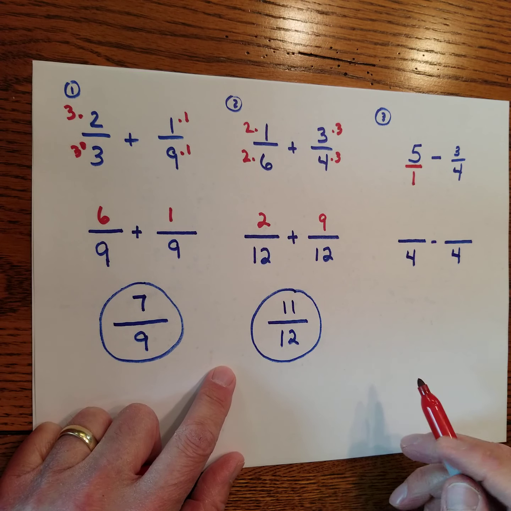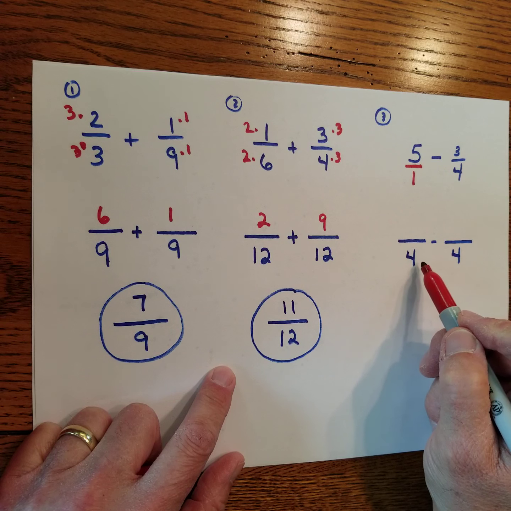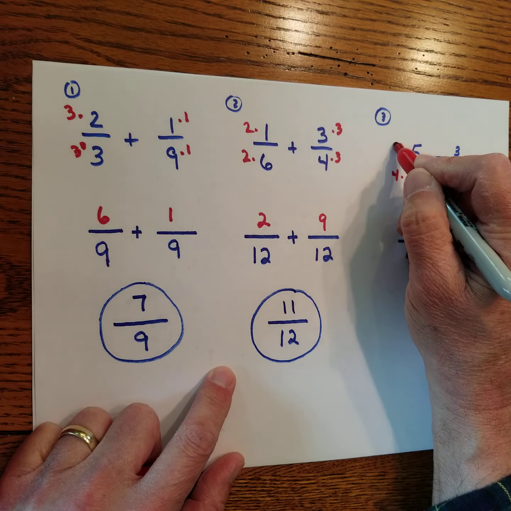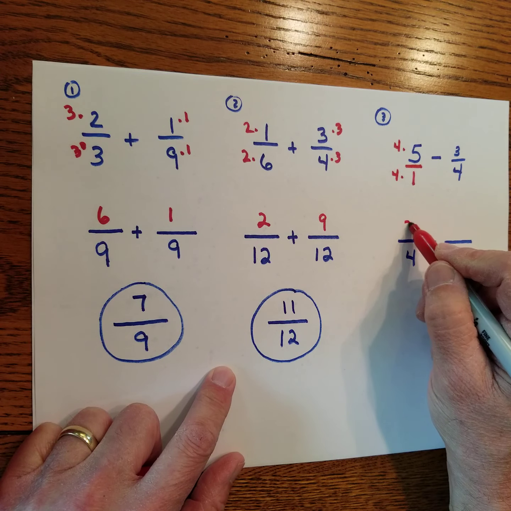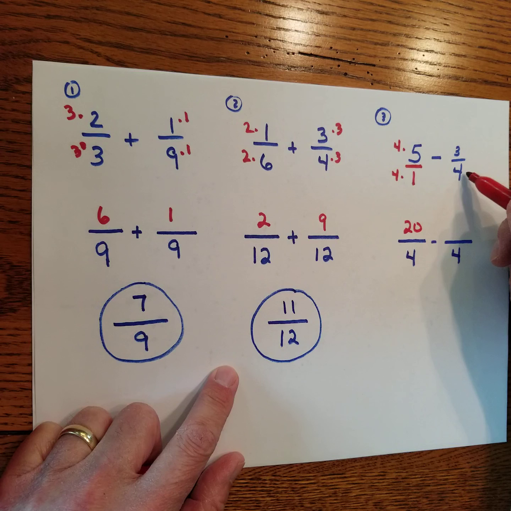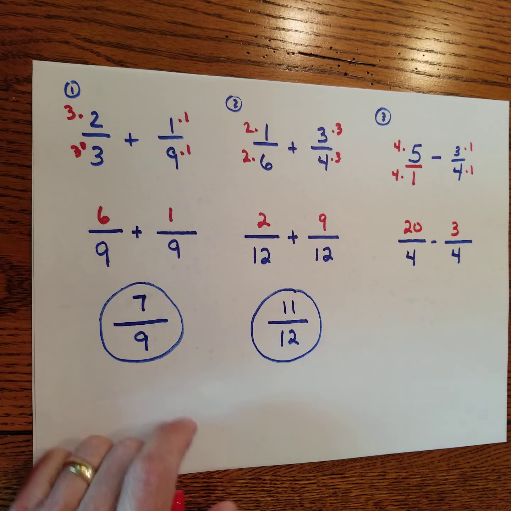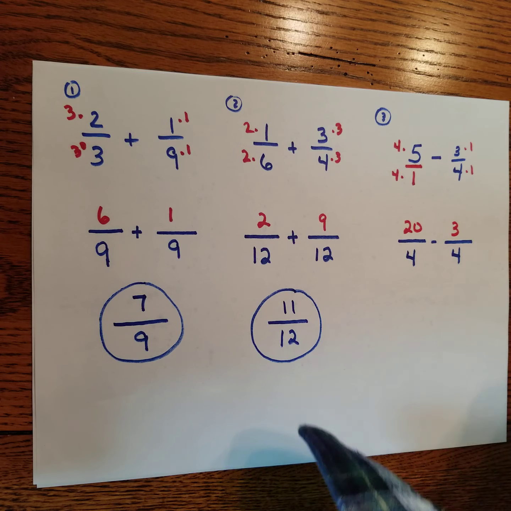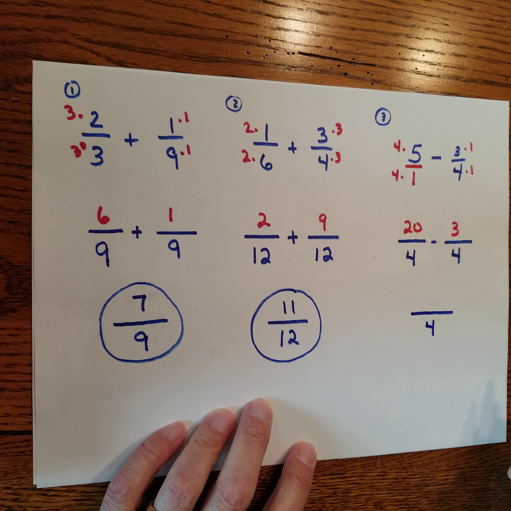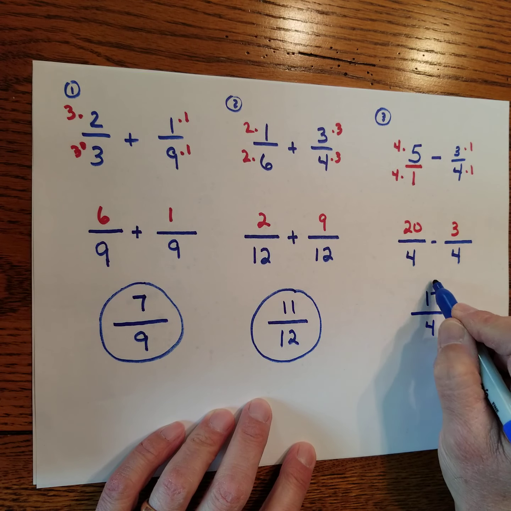To get the numerators, what do you multiply times 1 to get 4? Is 4. We'll multiply the top by 4 as well. What do you multiply times a number to get itself? Is 1. So we'll multiply the top by 1. Now keep the common denominator of 4 and subtract. 20 minus 3 is 17.